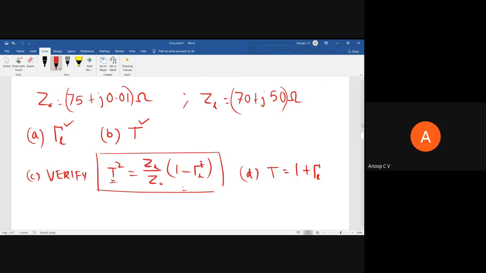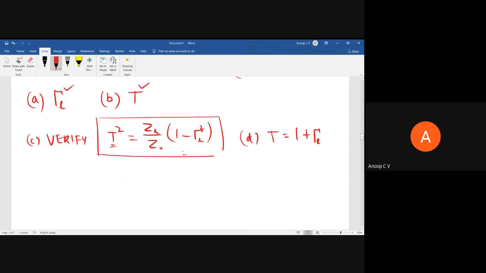I'll just give you the steps. You have to solve it on your own. First, how to find gamma L in terms of ZL and Z naught. You know it is ZL minus Z naught divided by ZL plus Z naught. ZL and Z naught are given. Substitute and get the answer. So you should get gamma L equal to, I'll give you the answer. Please do verify it. Most of the time I'll give the wrong answer.